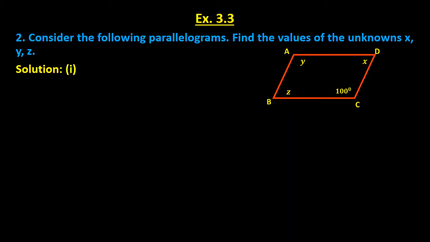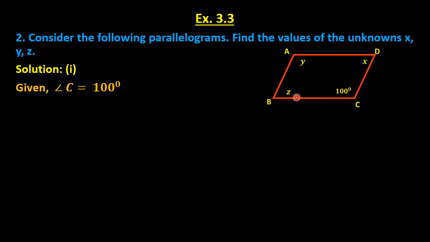Now using the properties of a parallelogram, let me solve question number 2 from exercise 3.3. The question is, consider the following parallelograms. Find the values of the unknowns x, y and z. So this is a parallelogram ABCD, and x, y, z are angles of the parallelogram, and angle C is given as 100 degrees. Using this information, we need to find the values for x, y and z.